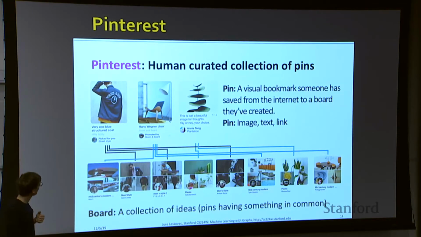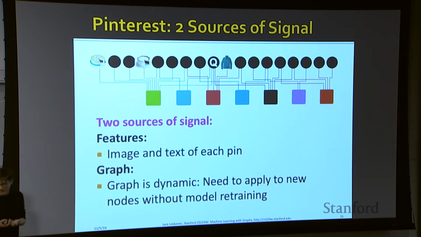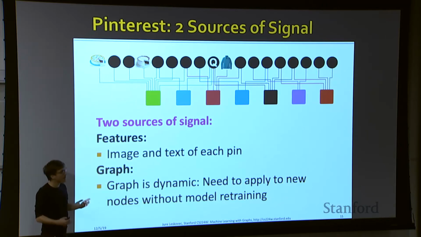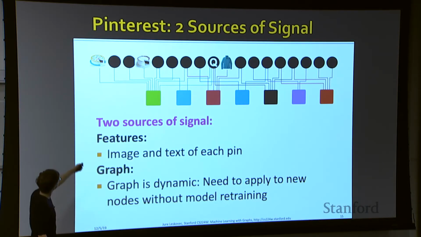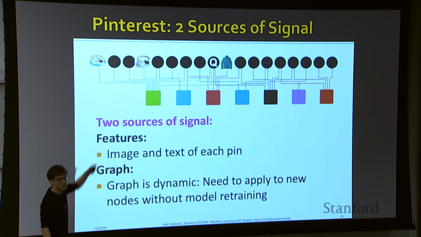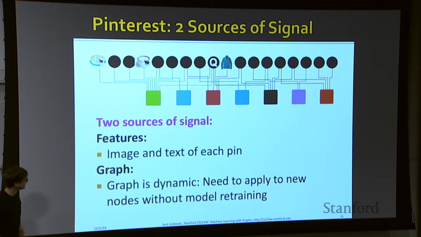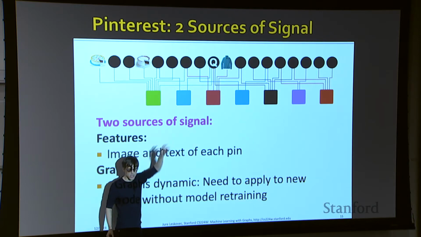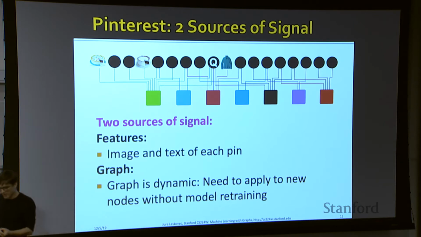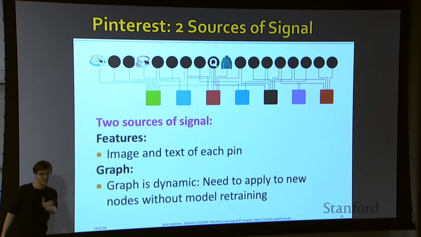So now what we will do is the following. If we think about what sources of signal we want to use for our recommender system, as I said before, we have the feature information. Every pin has an image and a text, and we also have the graph information, right? That puts pins into the same board. We have the boards here, we have the pins above, and the edges denote membership. What is interesting is that the graph is dynamic. It is changing as people save more pins, and we need to be able to apply our model to this graph as it is evolving.